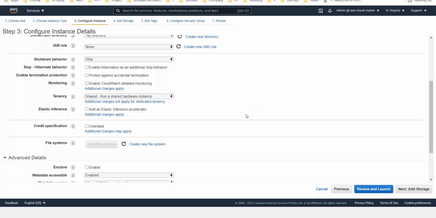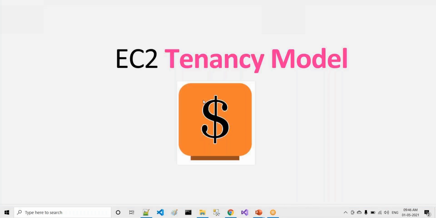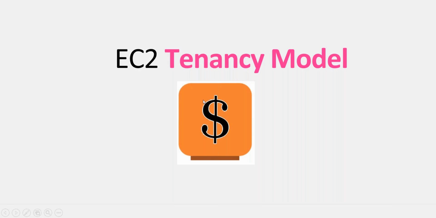Okay. So you need to understand what this means because it impacts your pricing. Before the tenancy model, let me give an example from life. Suppose I am a bachelor. Okay, you can stay in two ways.